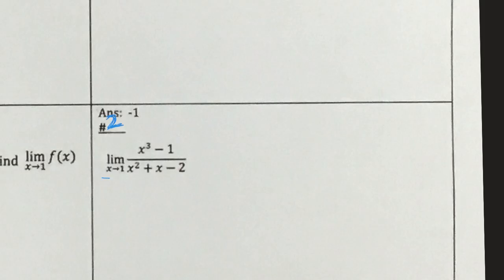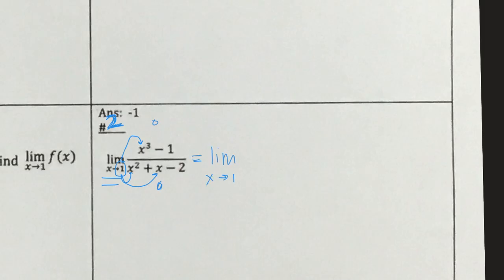This one says, what is the limit as x approaches 1? Well, how do we find the answer to any limit problem? When we try direct substitution, that's always what we want to try first. We get 1 cubed minus 1, which is 0. We get 1 plus 1 minus 2, which is 0. That tells us that we have to do some sort of algebraic manipulation. In this case, we're going to be factoring, right? We're going to factor the numerator and factor the denominator.